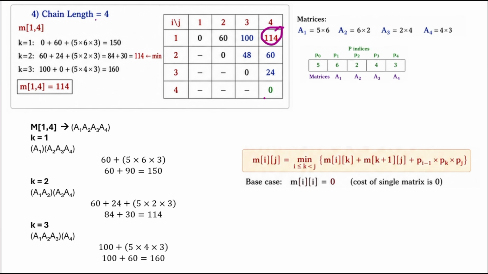Okay, then here chain length is 4 because the value is 1 into 4, right? So we reach the final step, A1 into A2 into A3 into A4. So what possibilities are there? We split the matrix chain like K1, K2, K3. So K1 means split after A1, right? K2 means split after A2. K3 means split after A3. And so these are the three possibilities.